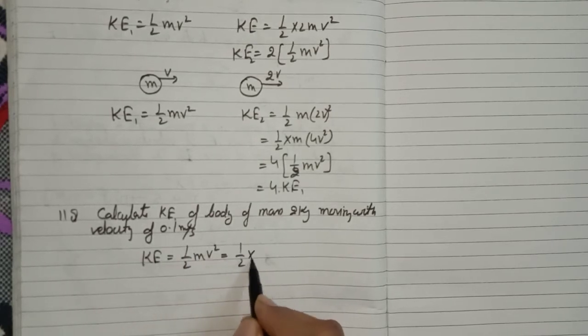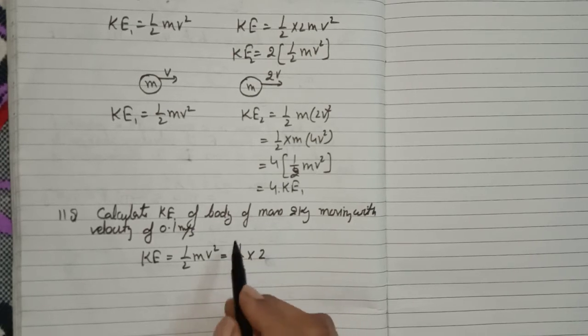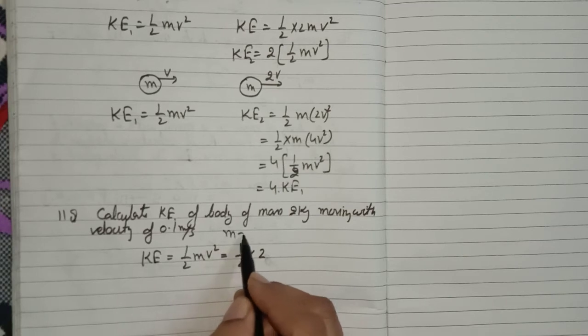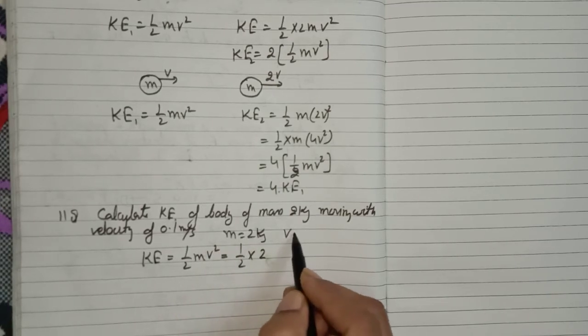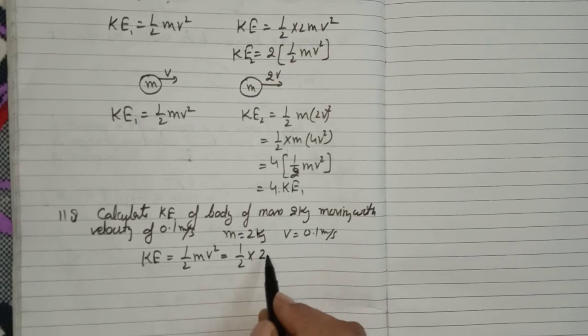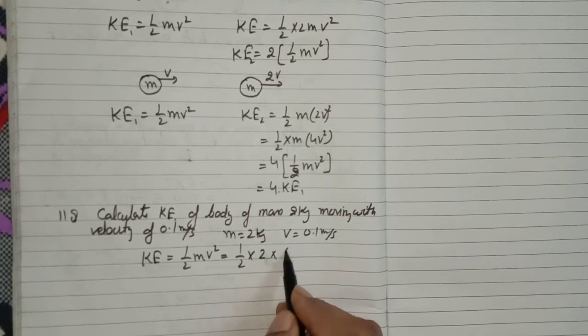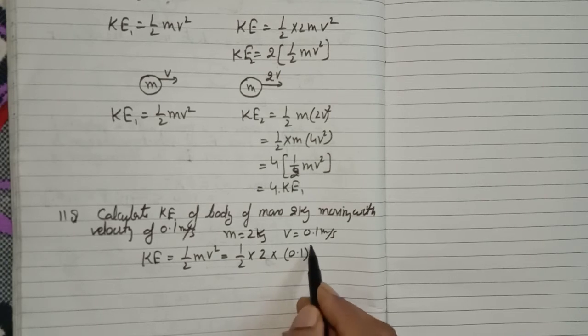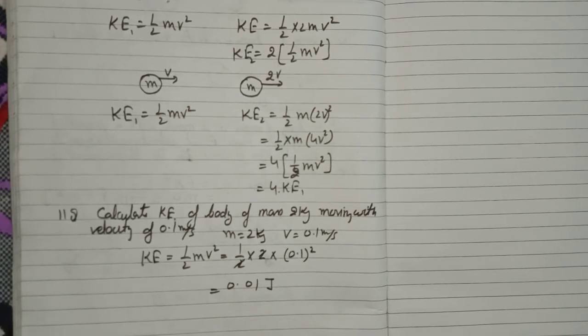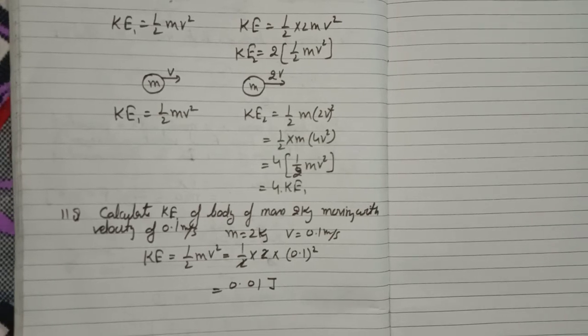That is 1 upon 2 into m. M is how much? That is 2 kg. First, you have to write what are the values which are given to us. Like m is equal to 2 kg and velocity is equal to 0.1 meter per second. So 1 upon 2 into mass is 2 and velocity is 0.1 square. Okay, cancel. It will be 0.01 joule. This is the SI unit of kinetic energy. Not only the kinetic energy, all the energy has the SI unit of joule.